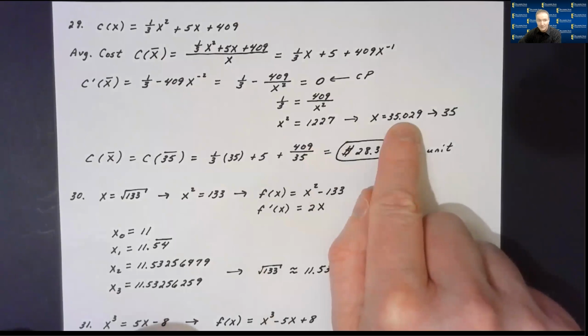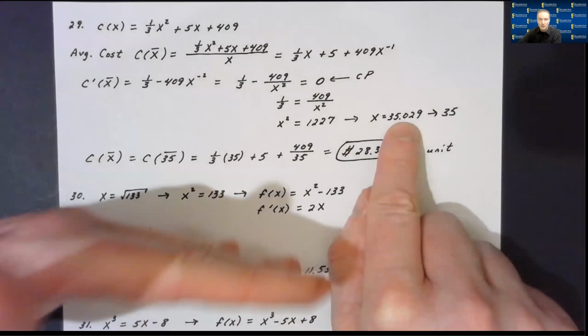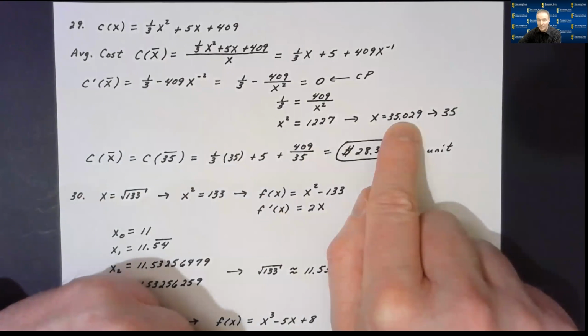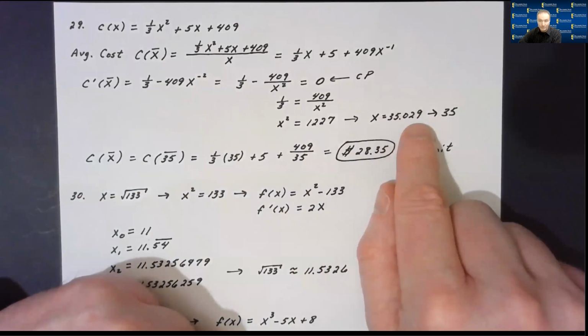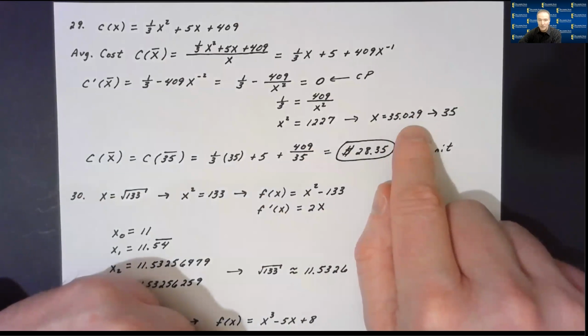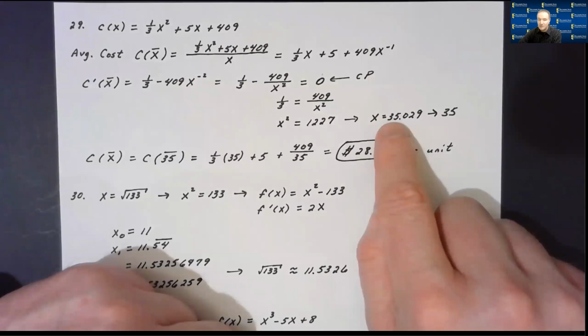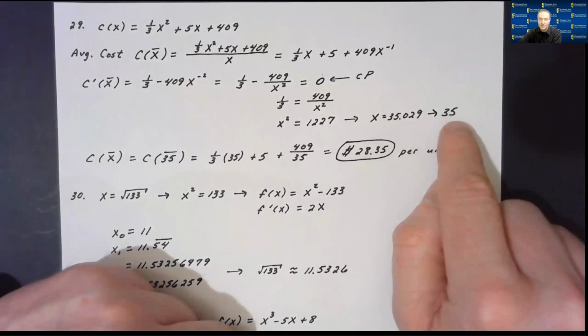35.029. Now, just like in 28, X is representing how many units you should produce, in this case, in order to create the minimum average cost. You're not going to have the lowest average cost if you're creating a part of a unit that you can't even sell. So you always want to round X to the nearest value. You should produce 35 units in order to create the minimum average cost.